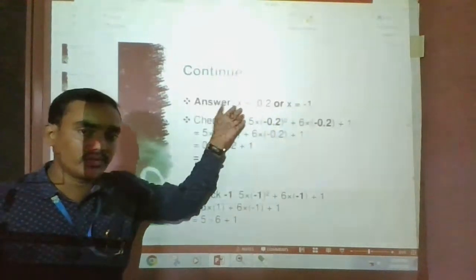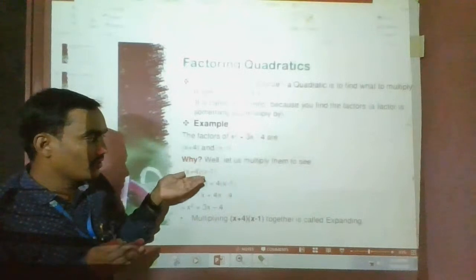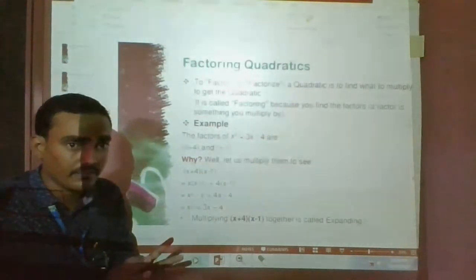By using this formula, we can find the solution, or roots, of the given quadratic equation.